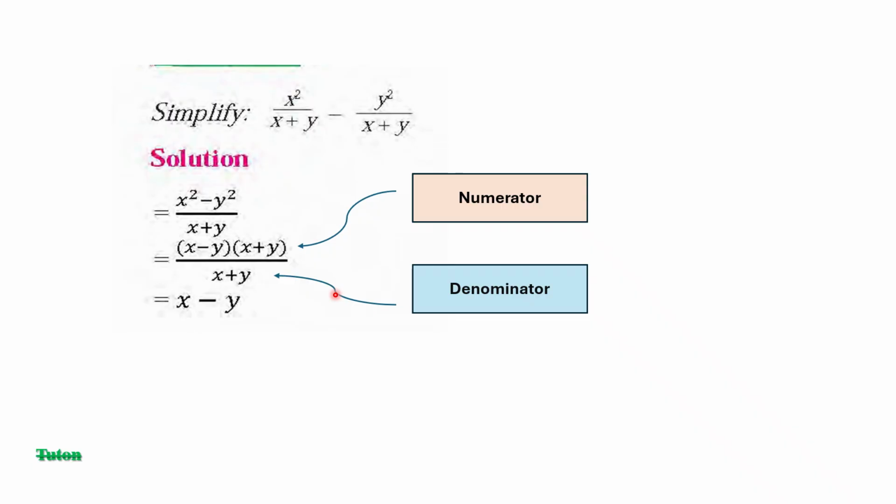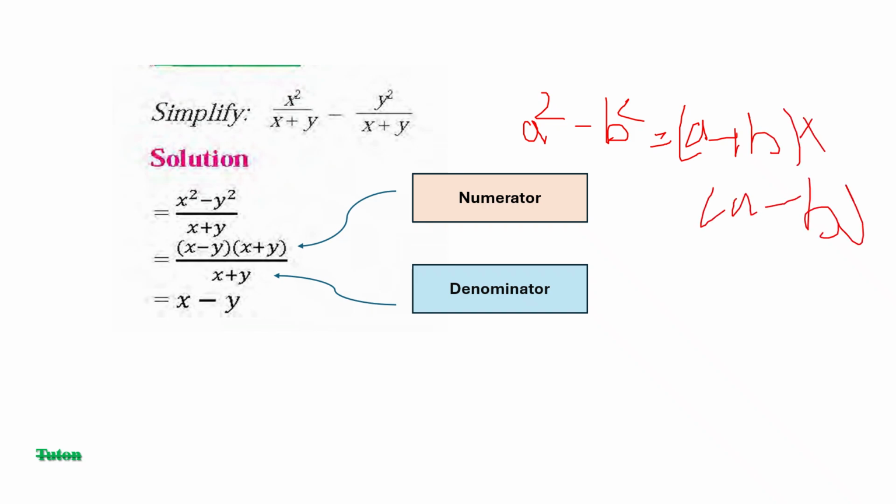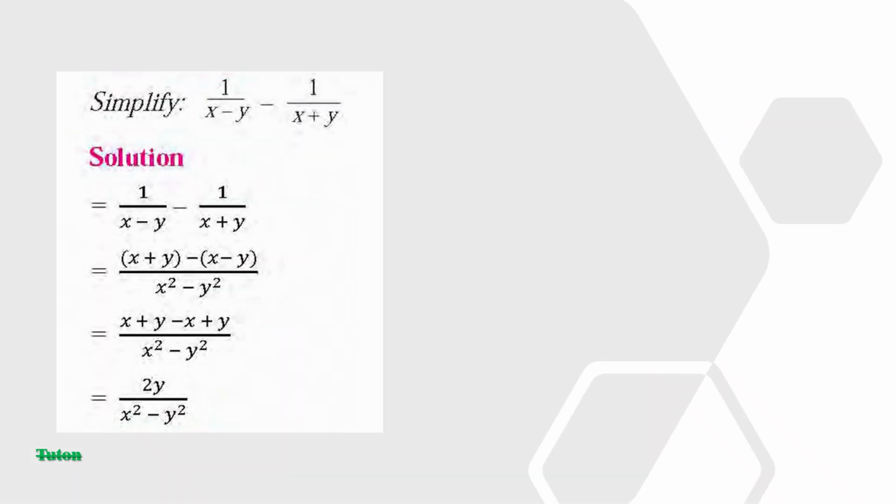Now we all know the formula for a square minus b square. Let me write it for you. We all know that a square minus b square is equal to a plus b times a minus b. It's a multiplication, right? So we divided x squared minus y squared into x minus y and x plus y. Then x plus y and x plus y will be cancelled, and there we have our answer, x minus y. Let us move on to the next example.